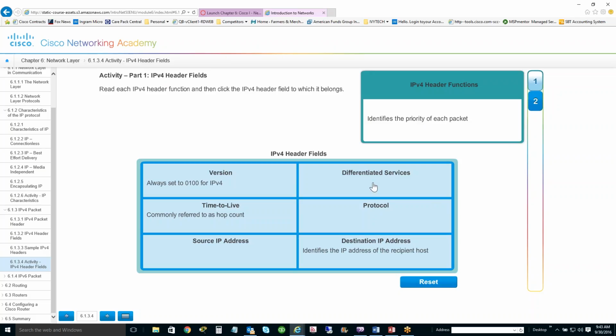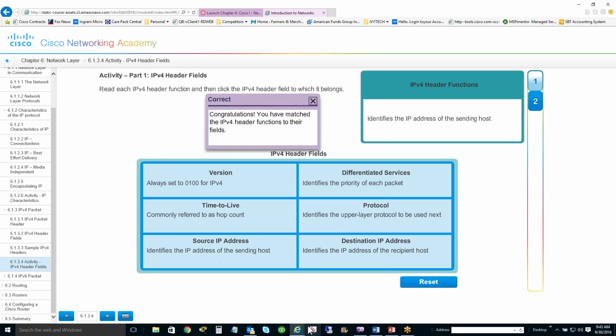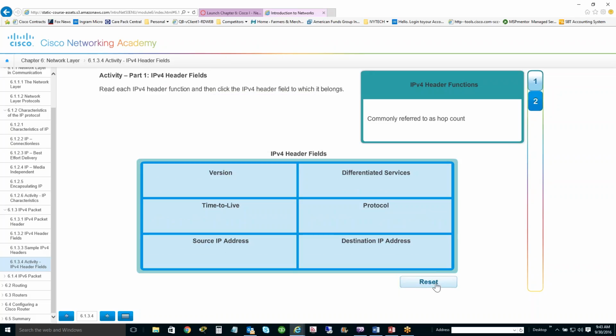Identifies the priority of each packet. That's going to be my differentiated service because that's referring to quality of service. Identifies the upper layer protocol to be used next. That's going to be my protocol. And identifies the IP address of the sending host. And it gives me an attaboy when I do it. And then I can reset it, and I can do it again. So I would run through that several times until you get them all right, and you feel like you understand what you're doing there.